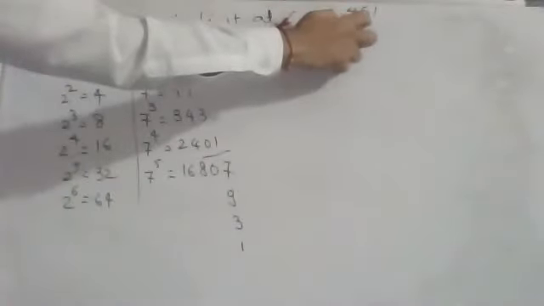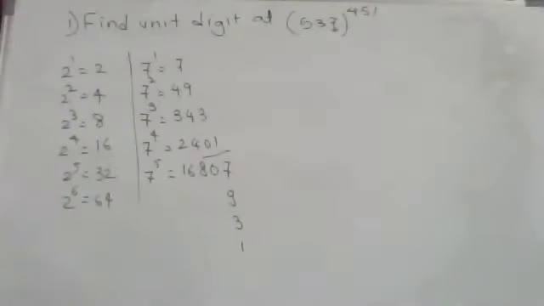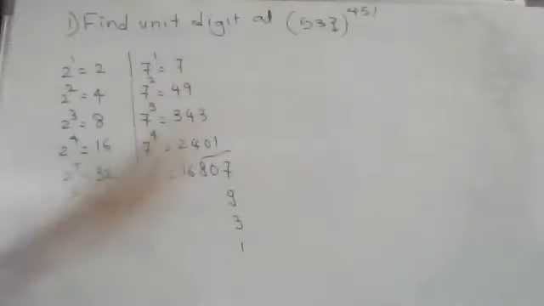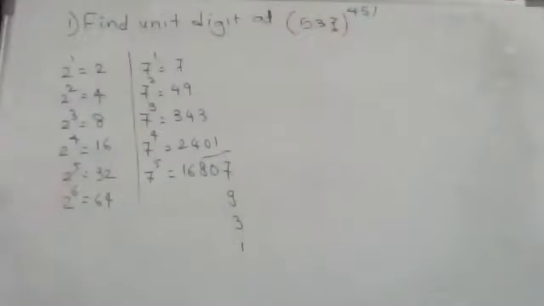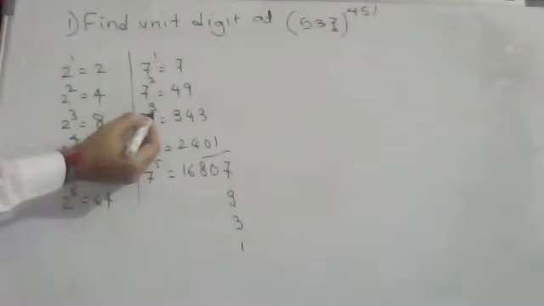So divide the power 451 by 4. Don't think about the answer, just think about the question: what is the remainder? Now 451 divided by 4. 4 1s are 4, 4 1s are 4, 4 2s are 8, remains 3. If it remains 3, look over here, the unit digit is 3.